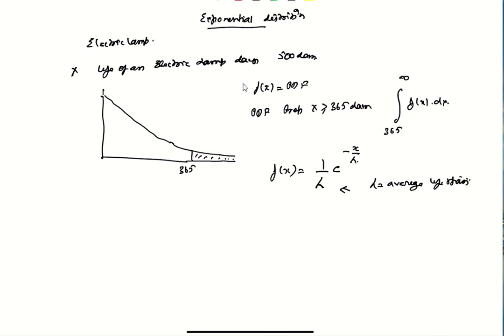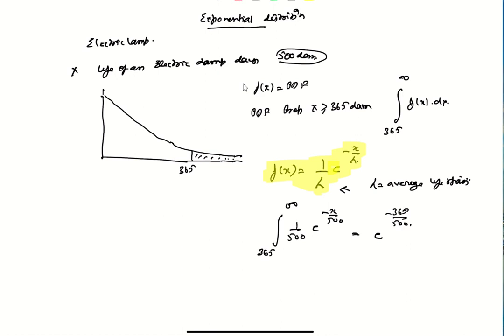So if average lifespan is 500 days, then you just put here in the integral from 365 to infinity 1 upon 500 e to the power minus x upon 500, and that will give you e to the power minus 365 over 500. So that is the probability of no loss to the company, because if it is dying after 365 days, there is no loss. Now this here is the formula for the exponential distribution.